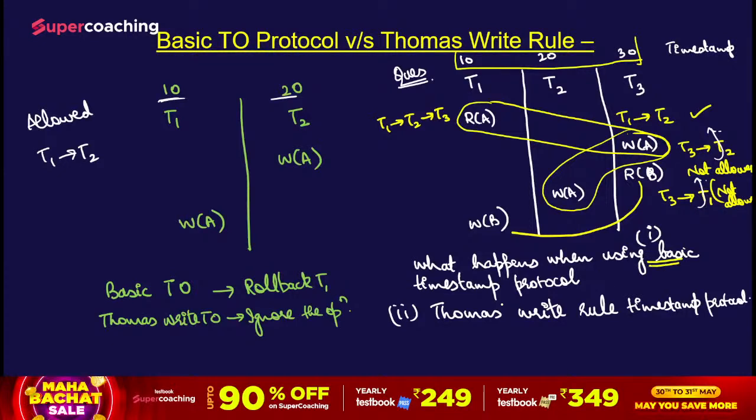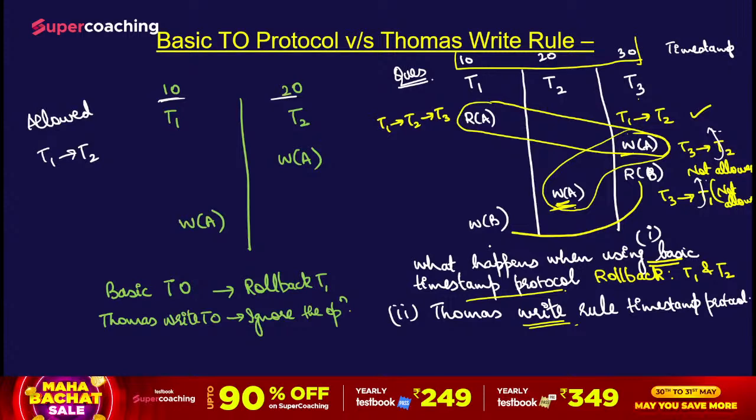So using basic timestamp ordering protocol, this is going to roll back two transactions, that is T1 and T2. Whereas in Thomas Write rule there is the exception for the write case. So from T3 to T2, you have both operations write. So according to Thomas Write rule, here T2's operation will be ignored.